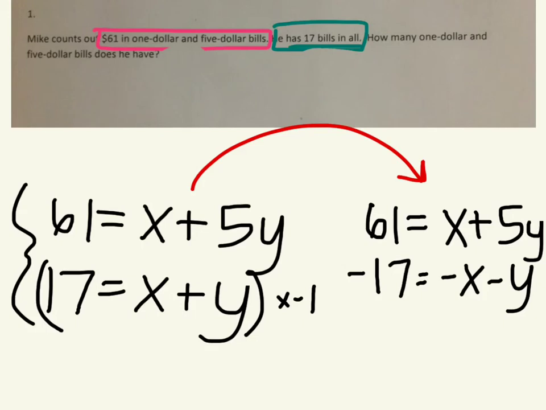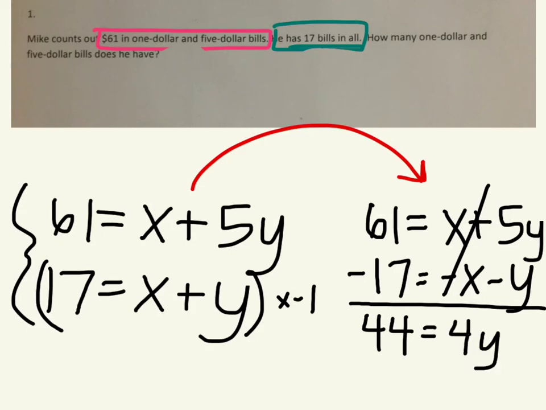And now I'm going to start solving. 61 minus 17, 44. My x's cancel out. In other words, my x's are eliminated, and 5y minus y is 4y. I find that my value of y is 11, and now I'm going to plug this value into one of the 2 equations.